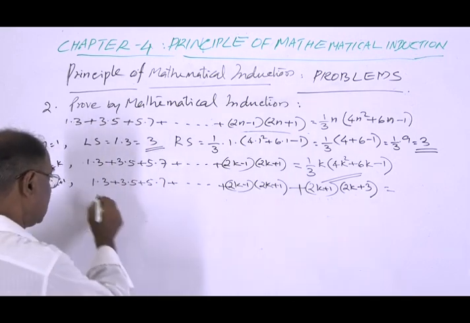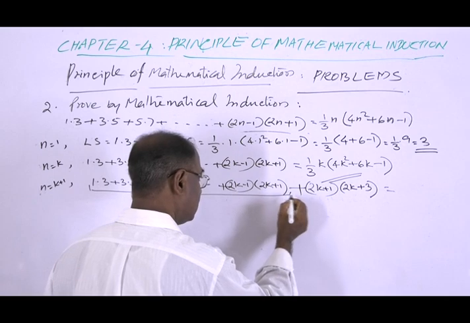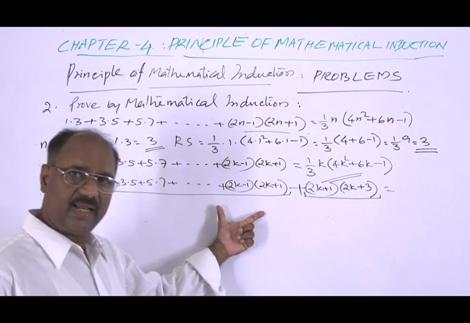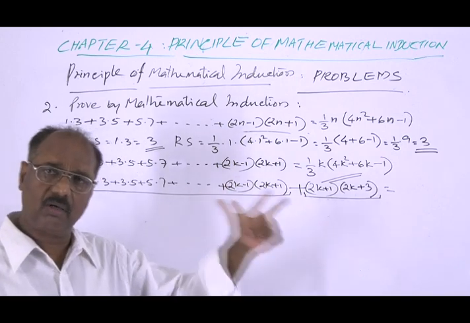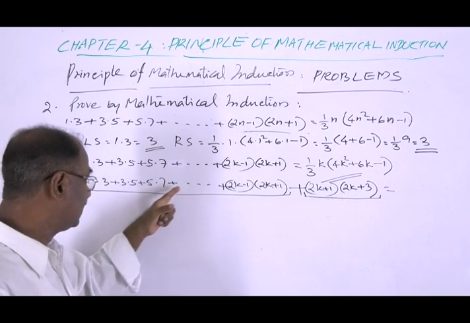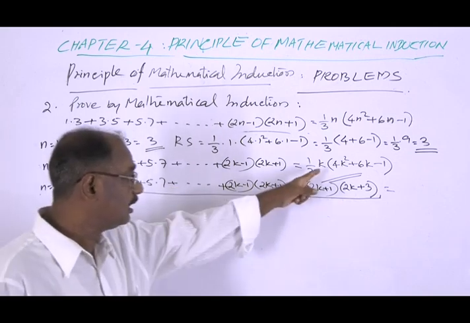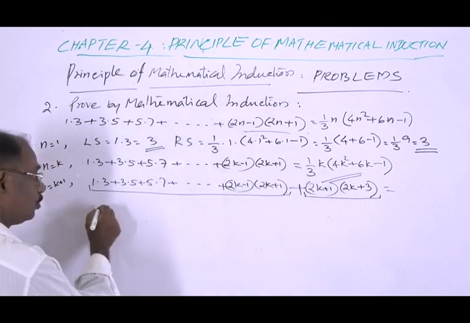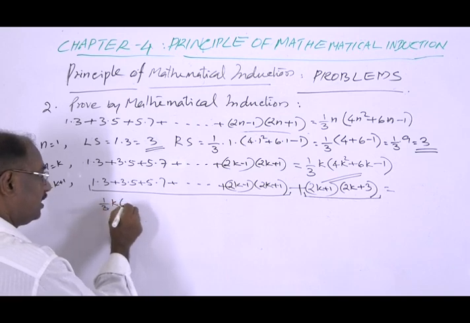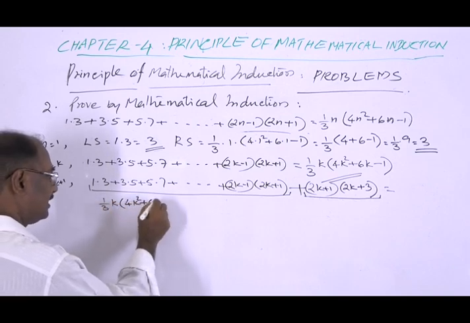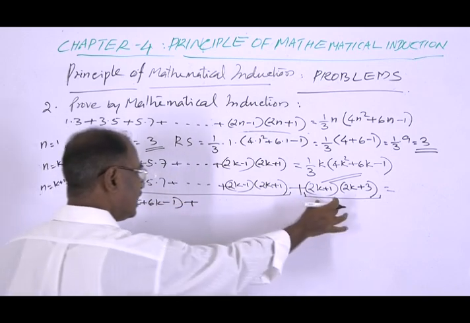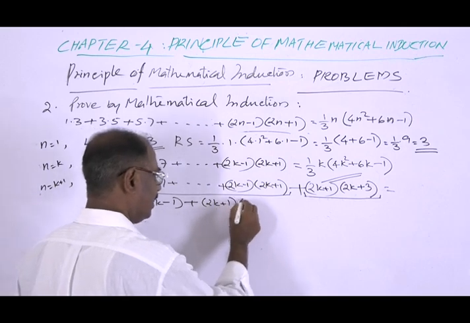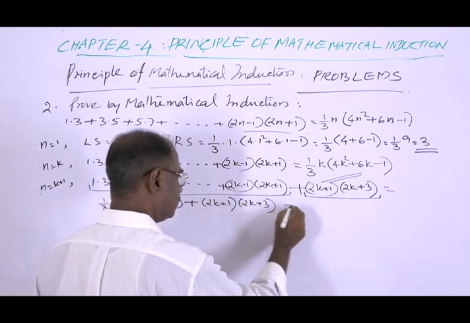And this is equal to, consider this as two parts. First part to this and the second part to this. This is the way in which we prove this result for all the problems. So the first part can be written as this, because for n equal to k the result is true and therefore it is equal to 1 by 3 k into (4k squared plus 6k minus 1) plus this extra term, which is (2k plus 1) into (2k plus 3). So it is equal to.